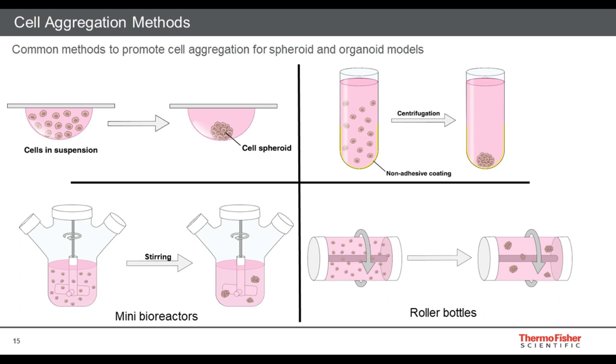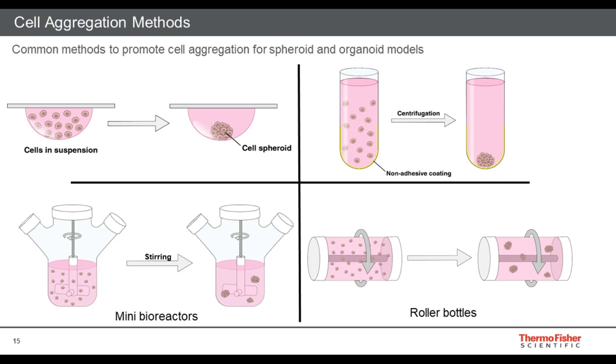On the top left here is an example of what we call the hanging drop method, where literally you put a fixed number of cells in a small droplet of media on a plastic surface, and you turn that upside down so that it creates a hanging drop. This results in the aggregation of the cells toward the apex of the drop, where they are able to self-aggregate into a spheroid.